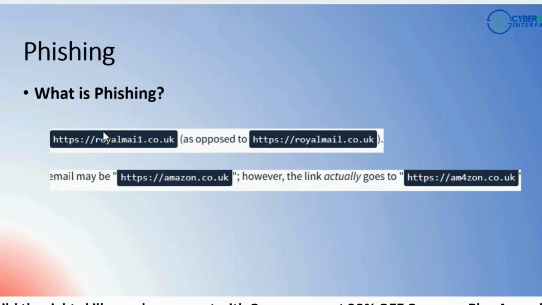https.amazon.co.uk. They can change it, and then by the time you click on it, you land at am4s zone.uk.co.uk, which is a completely different thing. So that's how phishing works. I'm sure you have a fundamental knowledge of how phishing works.